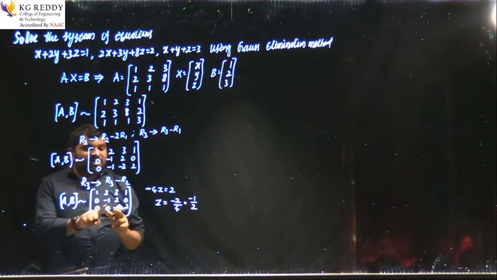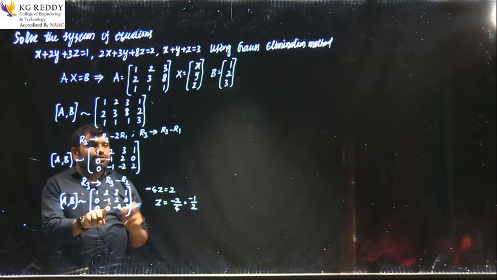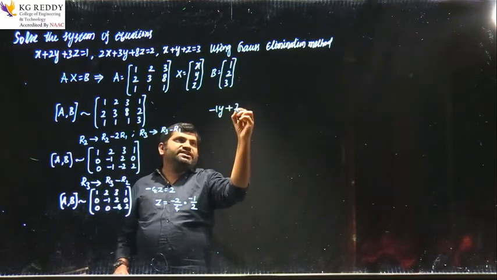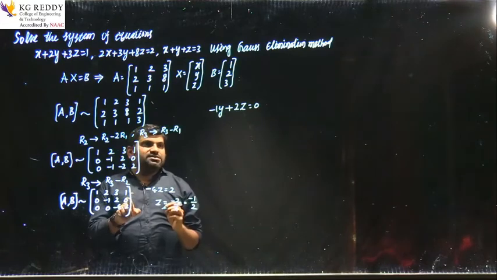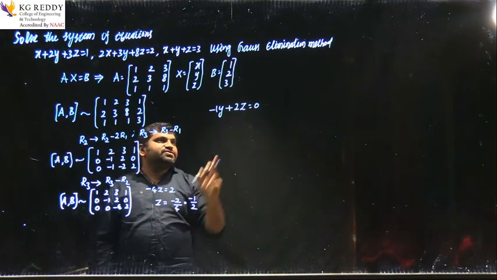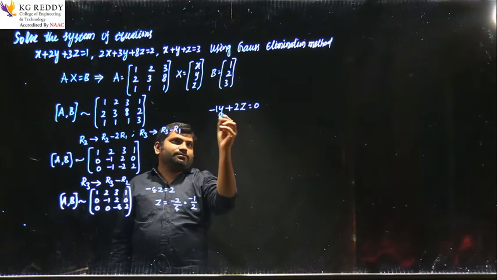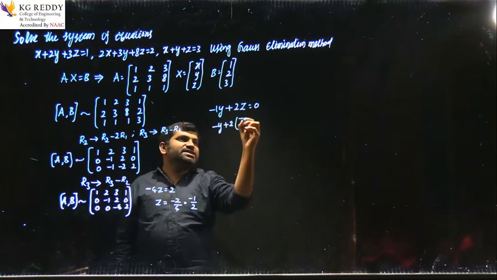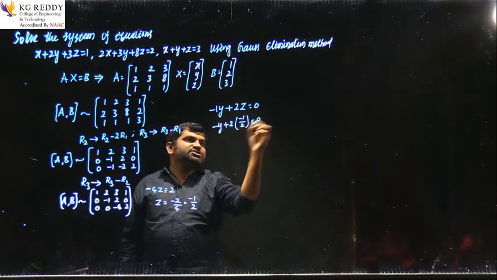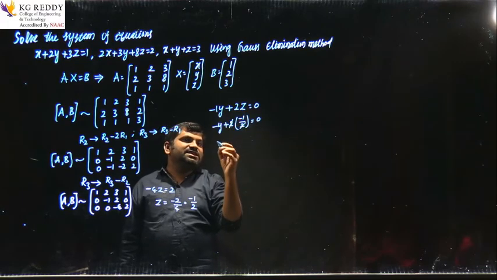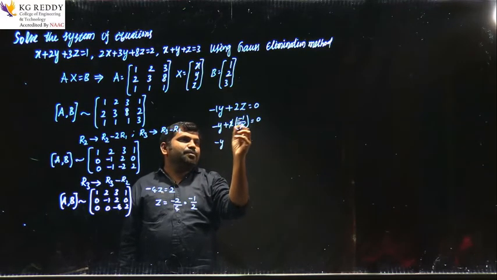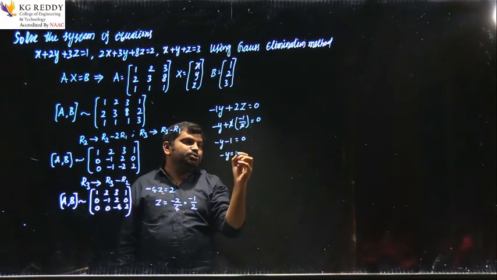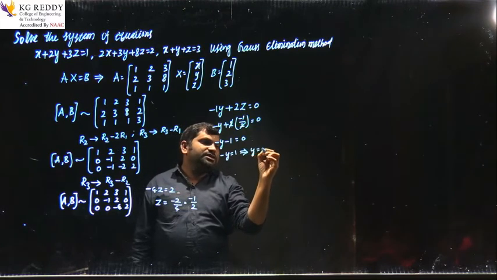Go for the second row. In the second row, the x term is 0. So the remaining y term is minus 1 into y, plus 2 into z, which is equal to 0. Already we know that z equals minus 1 by 2. Substitute here: minus y plus 2 into the z value, minus 1 by 2, equals 0. So here the 2 gets cancelled. The remaining is minus y minus 1 equals 0. Minus y equals plus 1. Therefore y equals minus 1.